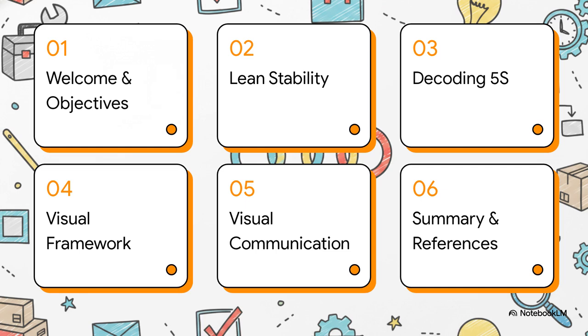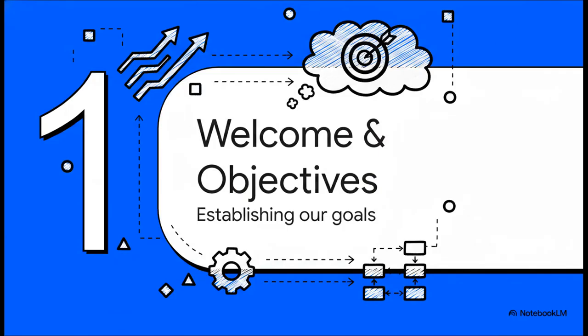To make sure we hit all the crucial points, we've structured this explainer into 6 focus parts. We'll start with our learning objectives, explore the foundation of lean stability, decode the 5S methodology itself, unpack the visual management framework, see how we can enhance communication through these visuals, and wrap up with a summary of our cited references. All right, let's kick things off by establishing exactly what our goals are for this session.